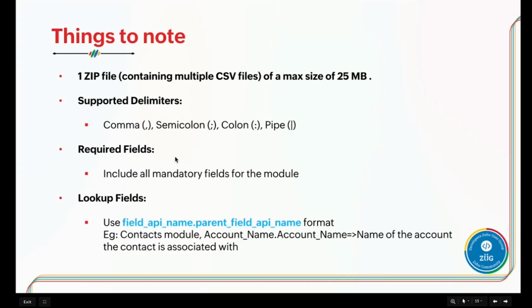If you've set any required fields in your module, you have to make sure that all the required fields are also included in the input. And when you have lookup fields, for example, in contacts, account is a default lookup field. If you want to import data to that lookup field also, you have to use the dot operator. The format would be field API name dot parent field API name. For example, in contacts, Account_Name.Account_Name will give you the name of the account that the contact is associated with. So your CSV should have a column that says Account_Name.Account_Name. This is how you can bulk import data to lookup fields.